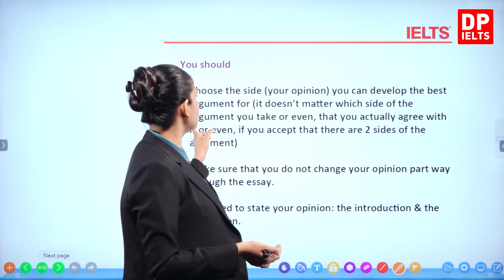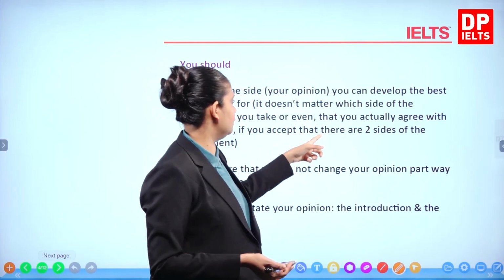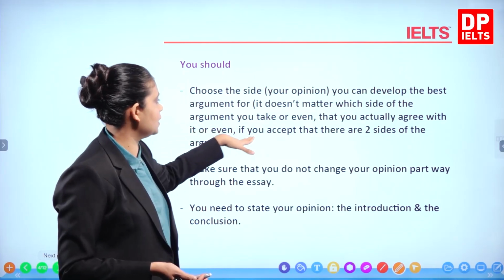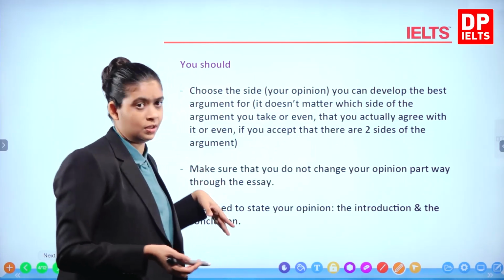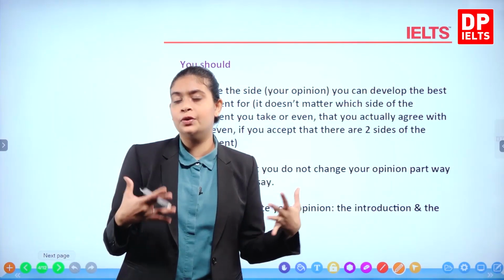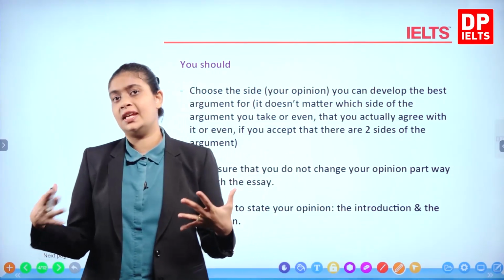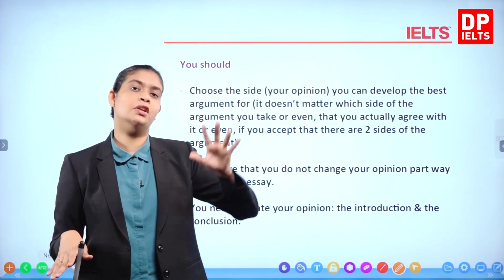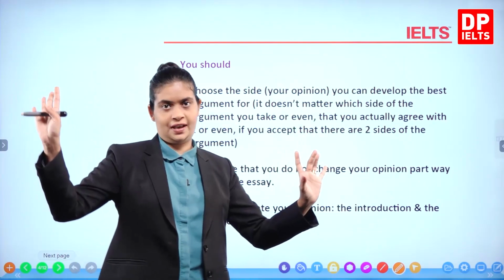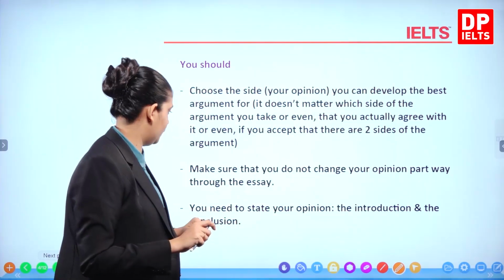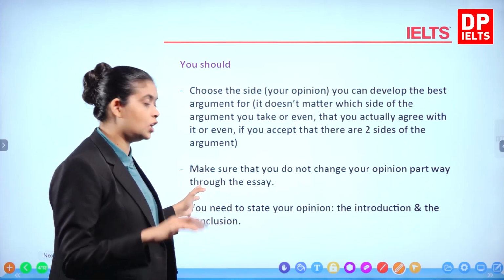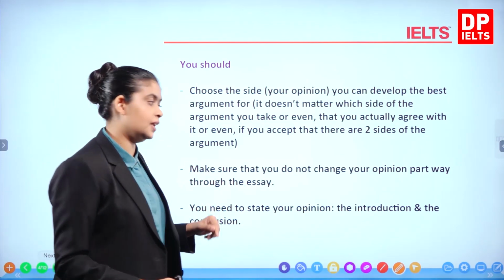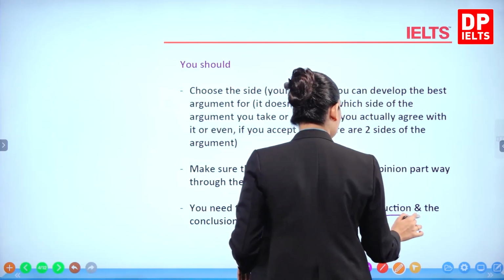It doesn't matter which side of the argument you take, or even that you actually agree with it, or even if you accept that there are 2 sides of the argument. So it's better if you could agree or disagree, take one stand. But if you are having a balanced view, then you say, I agree to these facts and I disagree to these facts. You need to have a clear view. Make sure that you don't change your opinion partway through your essay. You need to state your opinion in the introduction and the conclusion.